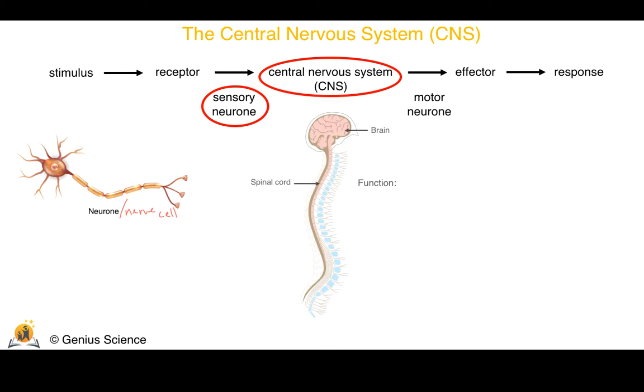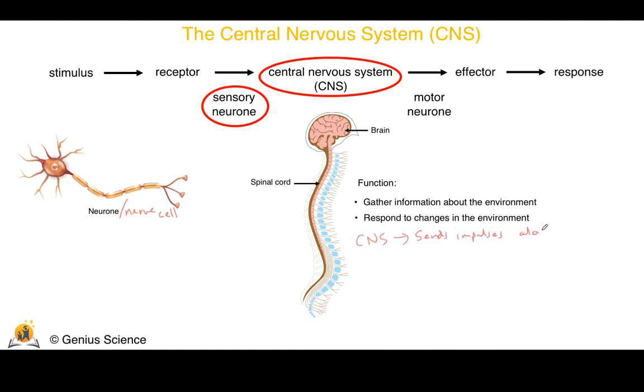The central nervous system is made up of the brain and the spinal cord, and its function is to gather information about the environment and also respond to changes in the environment. Therefore, the central nervous system sends impulses along neurons to the rest of the body, and it does this to bring about a response.